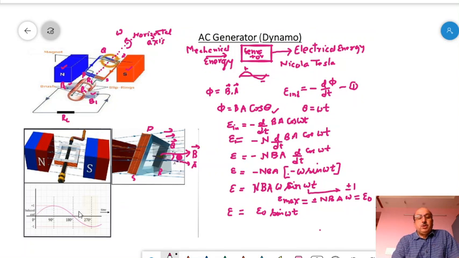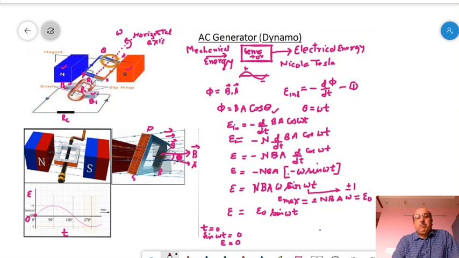So now let us come to the graph. Here is the induced EMF graph versus time. At time 0, sine omega t is 0. So E is equal to 0. So we will have this point on the graph at O.